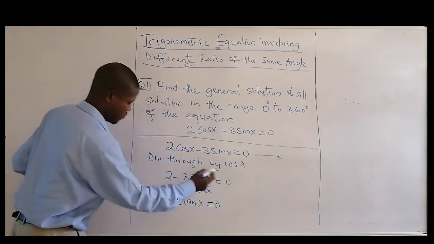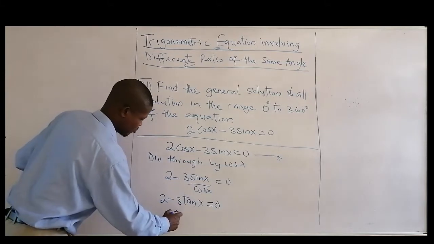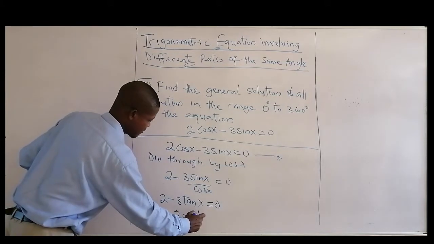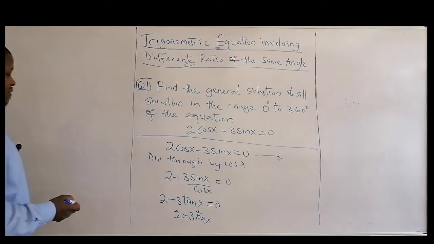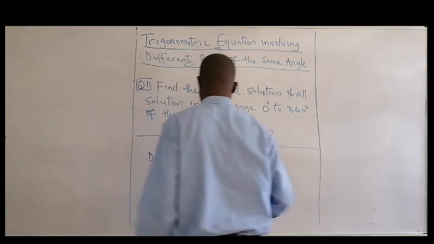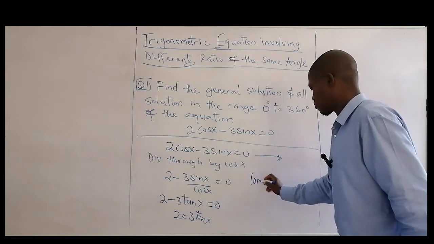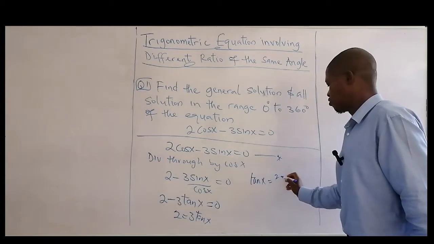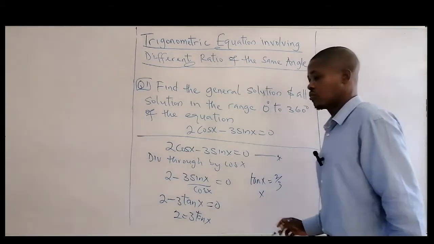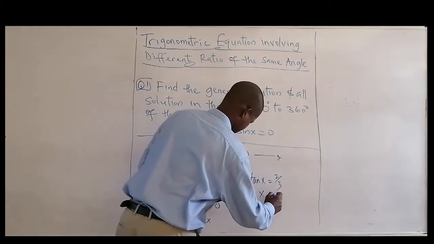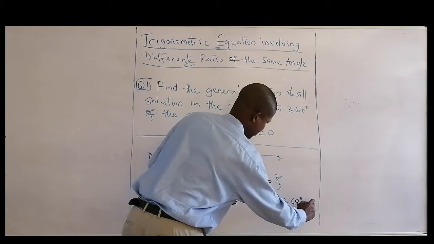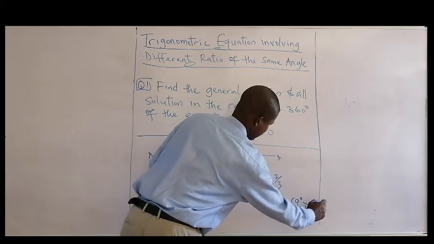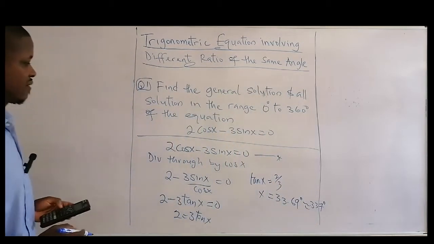We can move terms as we like. That will be 2 equal to 3 tan x. Tan x is equal to 2 over 3. Then we can get the angle, which will give us 33.69, so approximately 33.7 degrees.